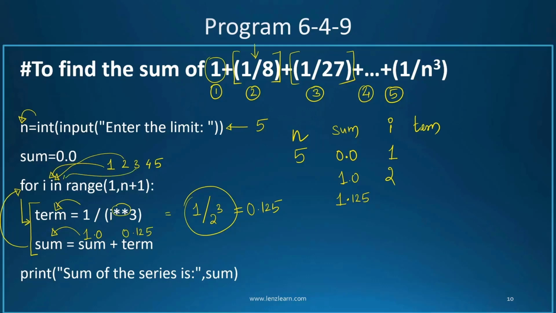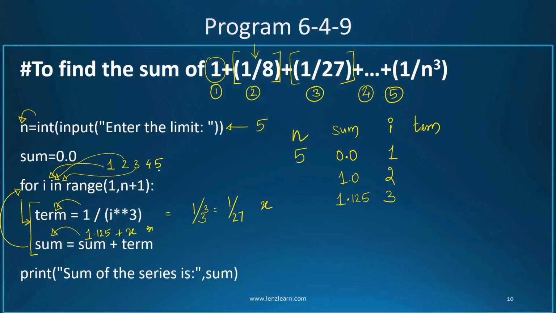Now again the loop will continue. The next value 3 will be loaded into i. So this time the term will evaluate to 1 divided by 3 raised to 3. So that is 1 divided by 27. You can see that's the third term. Now I don't know what's the value of this. Let us say that is x. Okay, so now to the existing value of sum, that is 1.125, the new value x will be added and the result will be stored to sum.